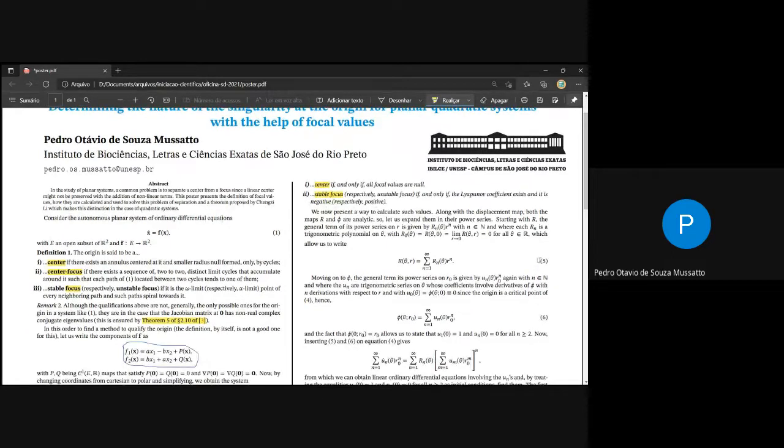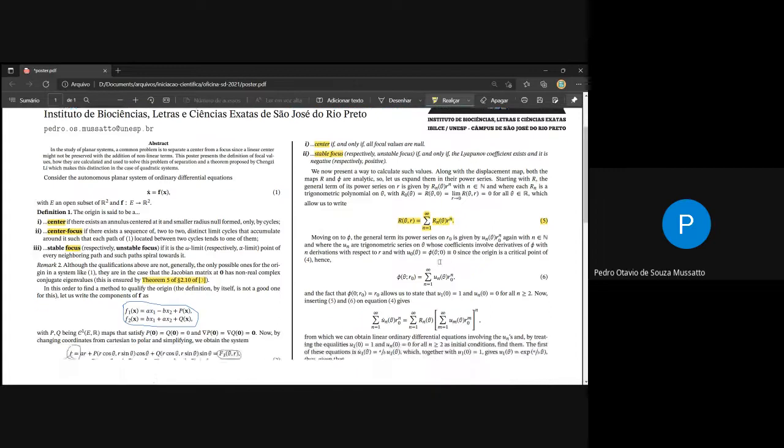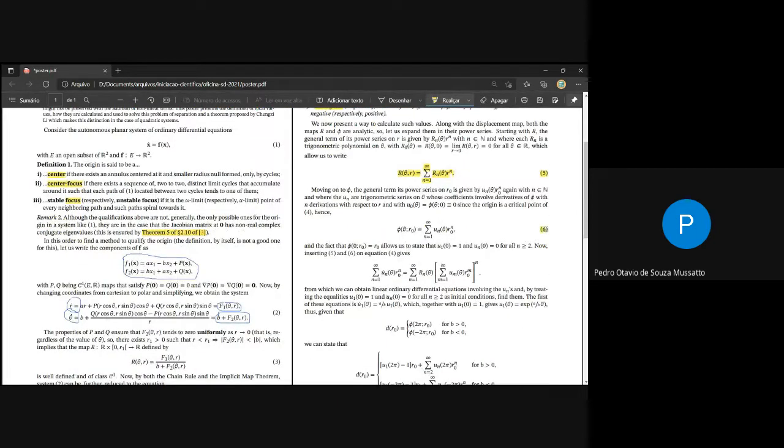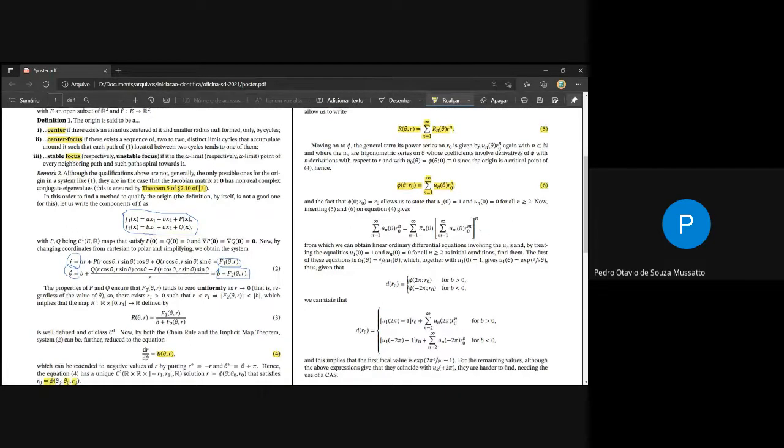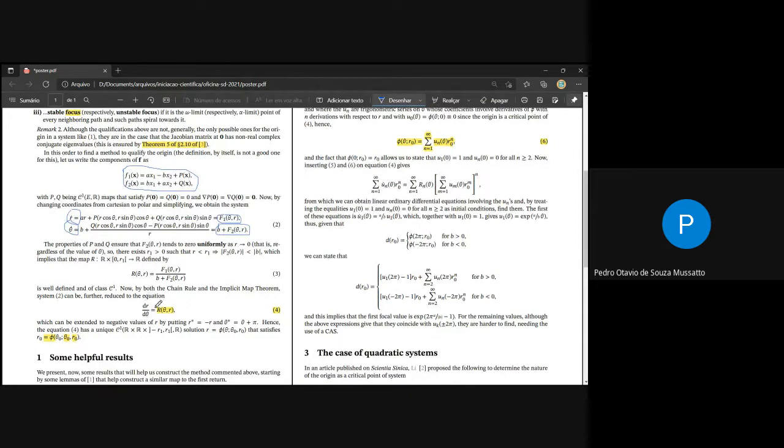To calculate these values, we need to first expand the map uppercase R in its power series of lowercase r, expand the solution phi with respect to its power series in the starting condition r0, then take both of these expansions and put them into equation 4, and this will yield this expression, which is an equality of power series.